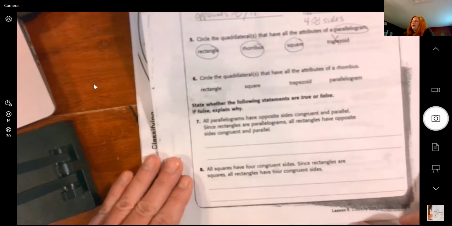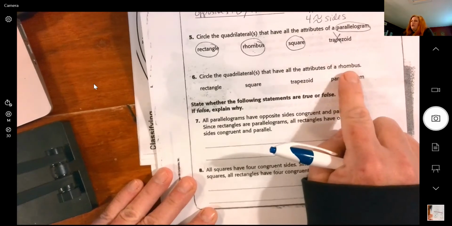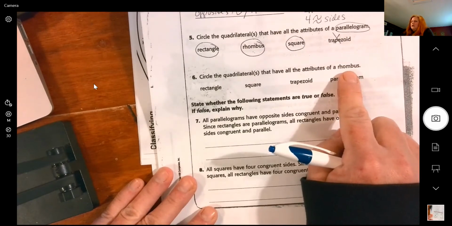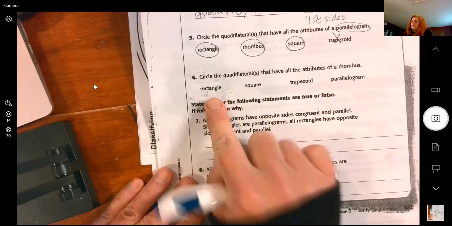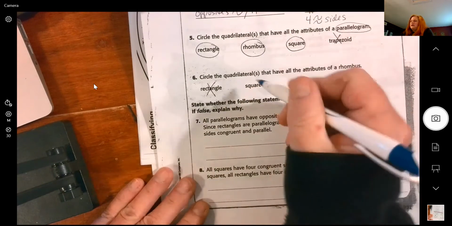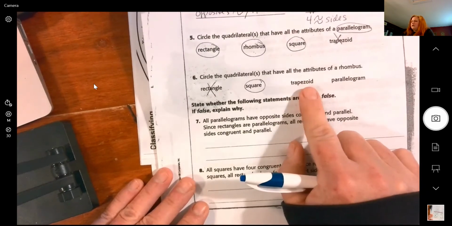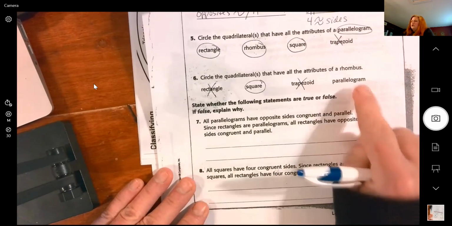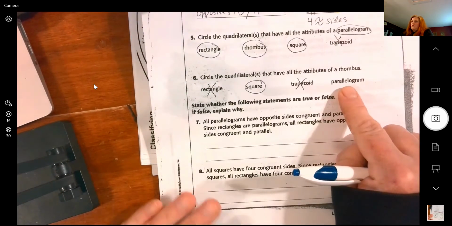Circle the quadrilaterals that have all the attributes of a rhombus. So opposite parallel sides that are congruent. Does a rectangle have opposite parallel sides that are congruent? No. Does a square have opposite parallel sides that are congruent? Yes. Does a trapezoid have opposite parallel sides that are congruent? No. Do all parallelograms have opposite sides that are congruent? No. Some of them do, but not all of them.